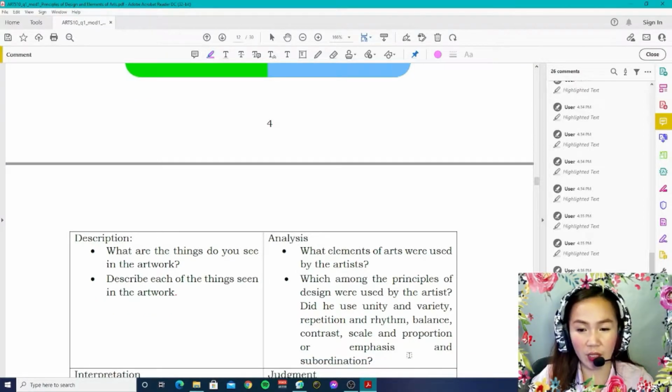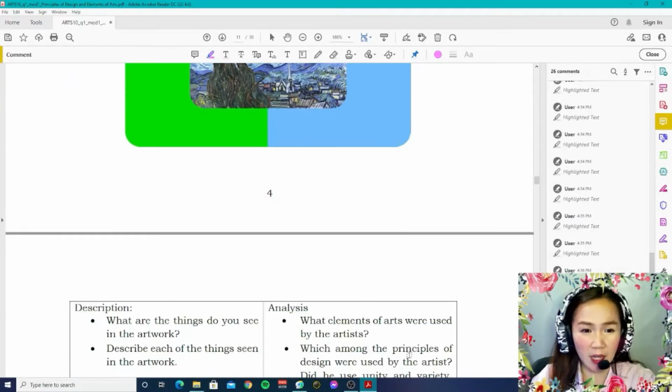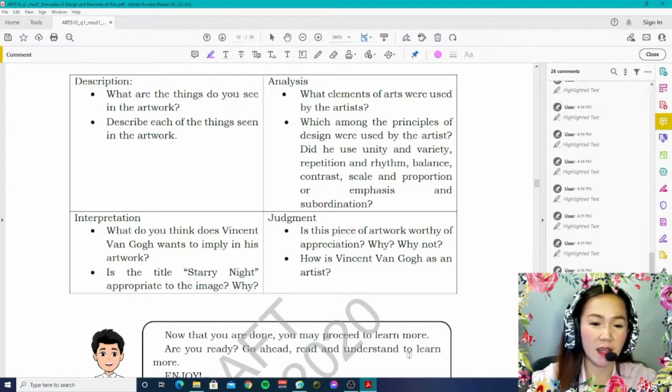Did he use unity and variety, repetition and rhythm, balance, contrast, scale and proportion, or emphasis and subordination? Okay, now let's have interpretation. Now, for interpretation, what do you think Vincent van Gogh wants to imply in his artwork?